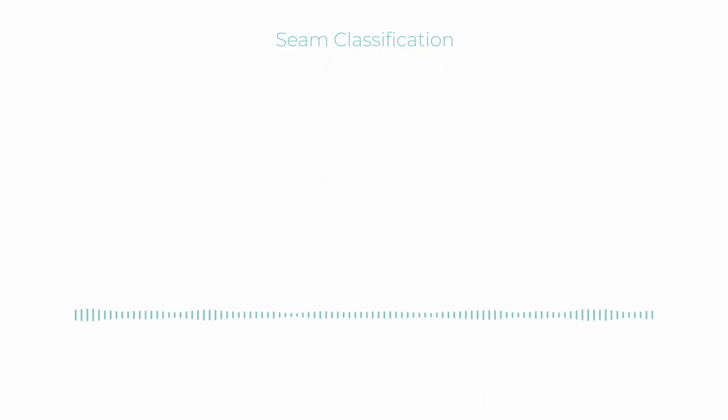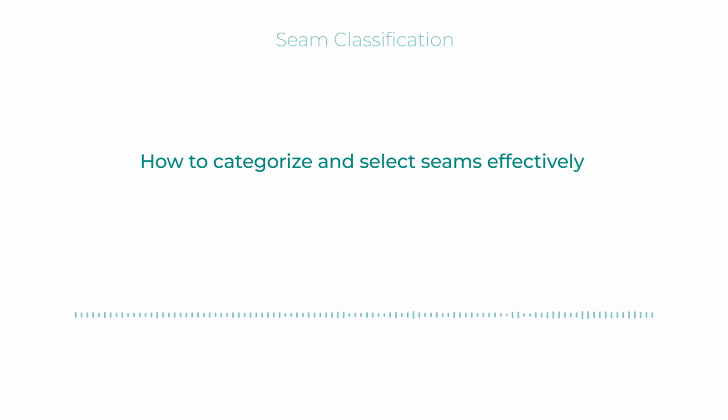So let's unpack this, because relying on the same 23% of seams is like a master chef insisting on using only salt and pepper. We are unpacking how to categorize and select seams effectively, which is going to change how you communicate with your manufacturers and, frankly, instantly elevate the precision of your garments.